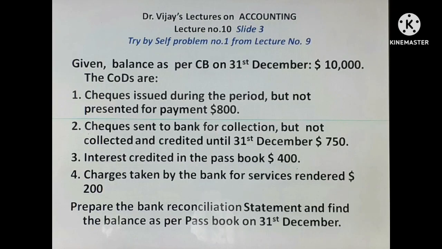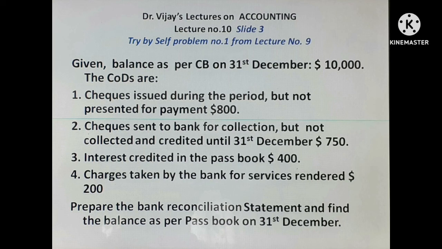Slide 3 gives the problem number 1. Given balance as per cash book on 31st December, $10,000. So the given balance is favorable balance as per cash book. What we arrive at is balance as per passbook at the same time. The CODs are number 1, checks issued during the period but not presented for payment, $800. Number 2, checks sent for collection but not collected and credited until 31st December, $750.